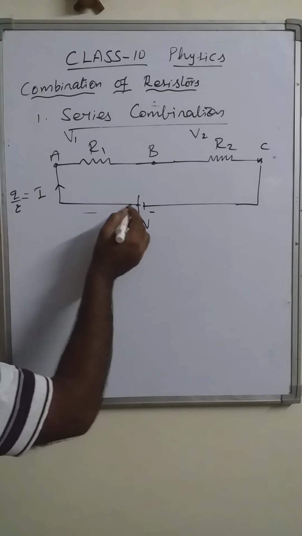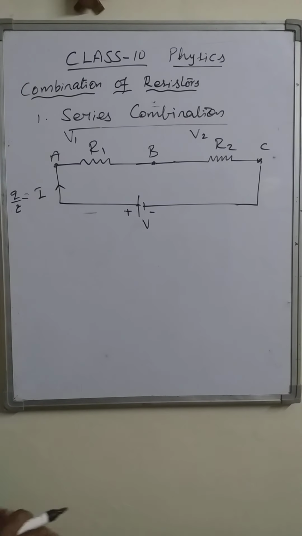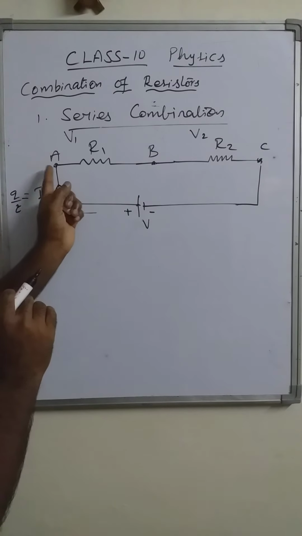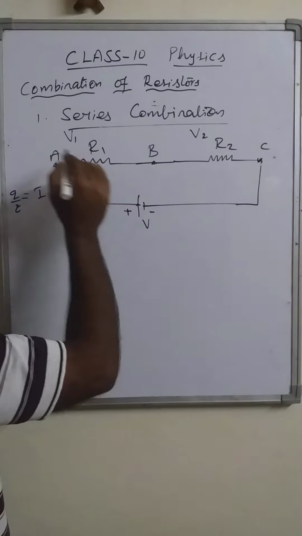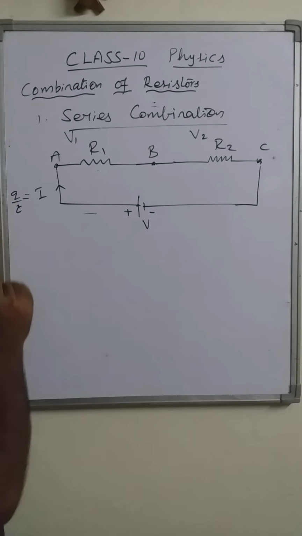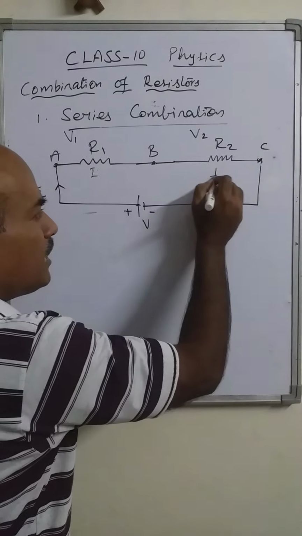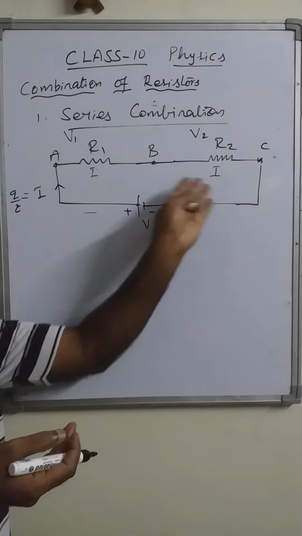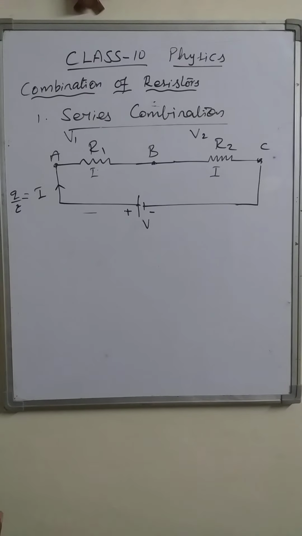Since the path is the same, there is only a single path. So all the charges released from this battery have to travel only along this path. Therefore, through this resistor, Q upon T, that is I, current flows. Through the second resistor also, the same amount of charge flows in the same time. So the same current flows through both the resistors.